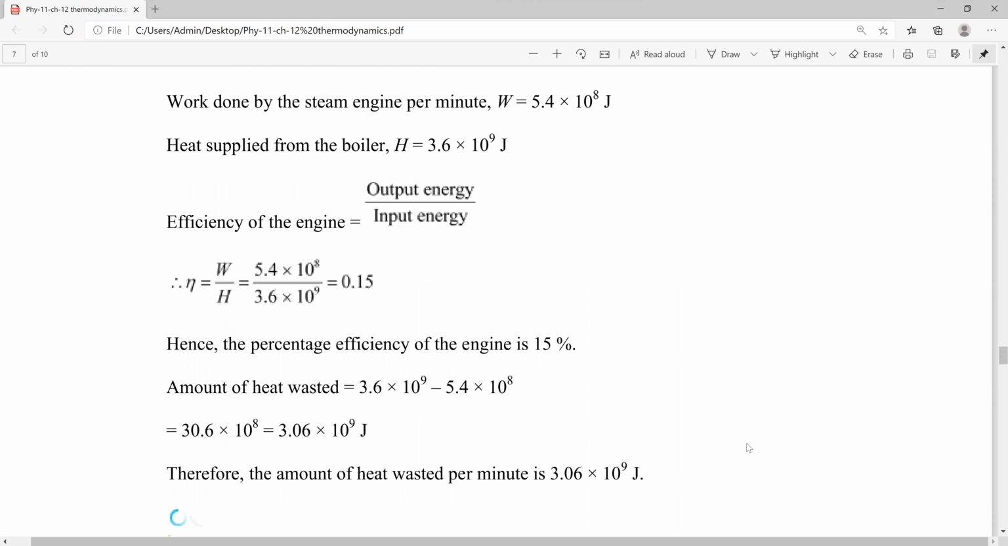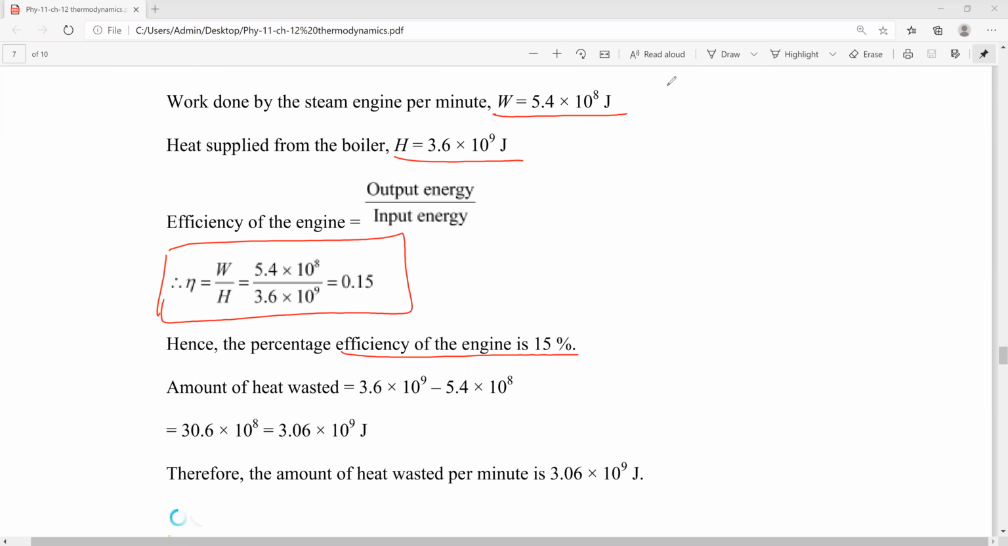So here, the work done by the steam engine per minute, W, is given in the question. The heat supplied from the boiler is also given. Efficiency is calculated for the engine as output energy divided by input energy. Hence, the percentage efficiency of the engine is 15%. The amount of heat wasted is calculated by taking the difference. So the amount of heat wasted per minute we got is 3.06.